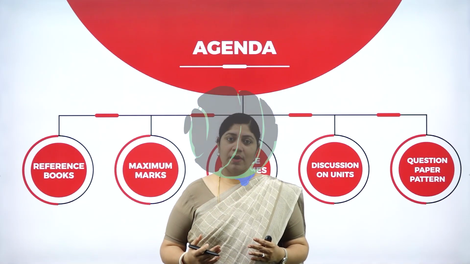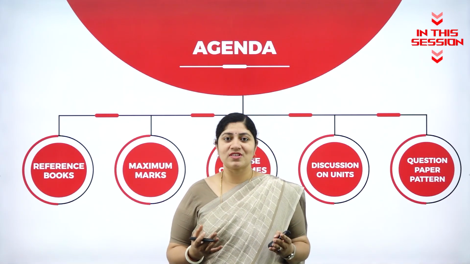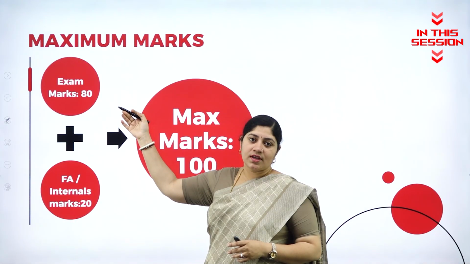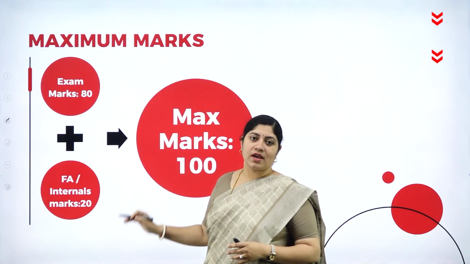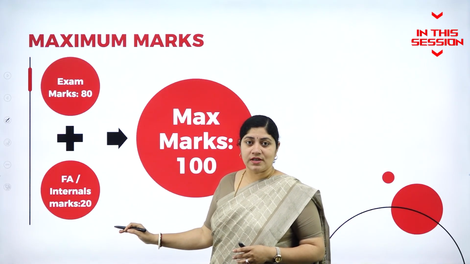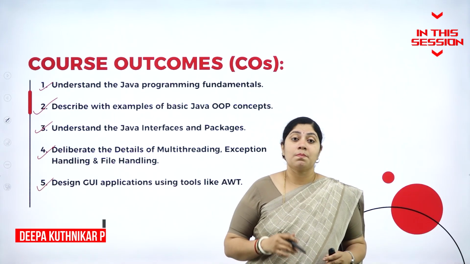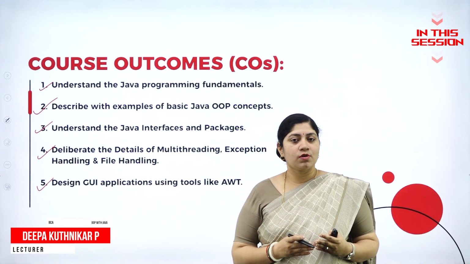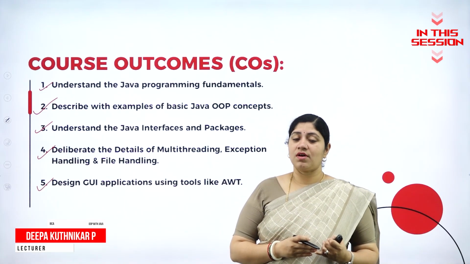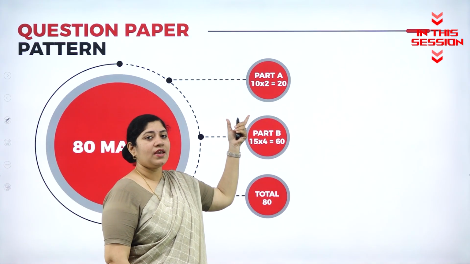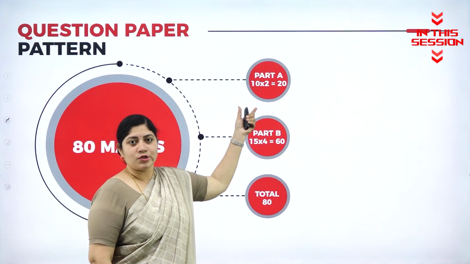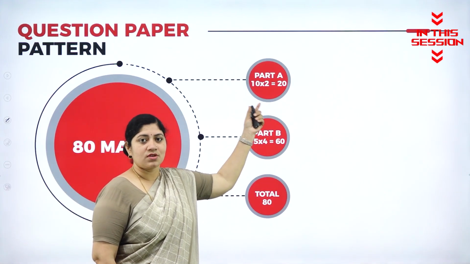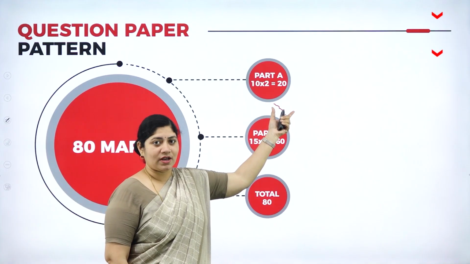How the question paper pattern will be. So all these things we'll be discussing in today's session. Written examinations for 80 marks and the formative assessment for 20 marks. So this is a complete outcome of this subject. By studying this, you will be able to understand the fundamentals of Java, what is that OOP concept. With respect to part A, we will be having a complete of 10 questions of 2 marks, which yields us a total of 20 marks.